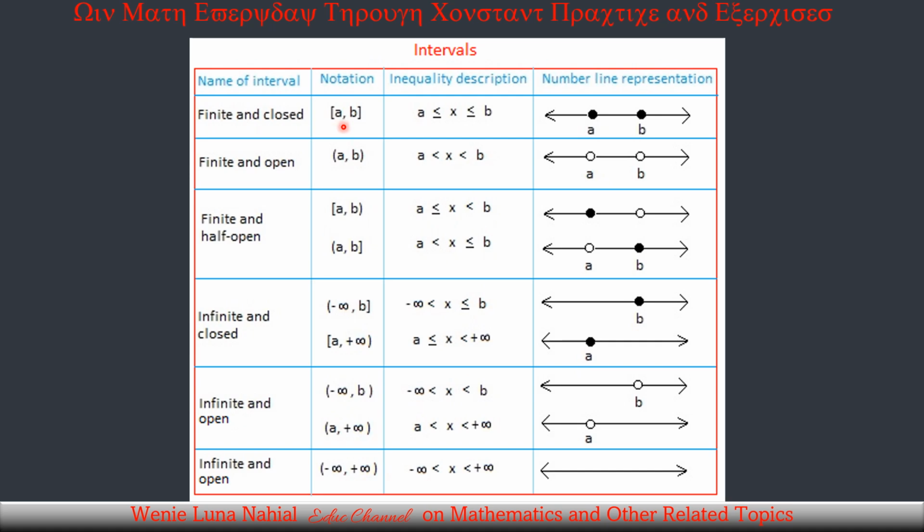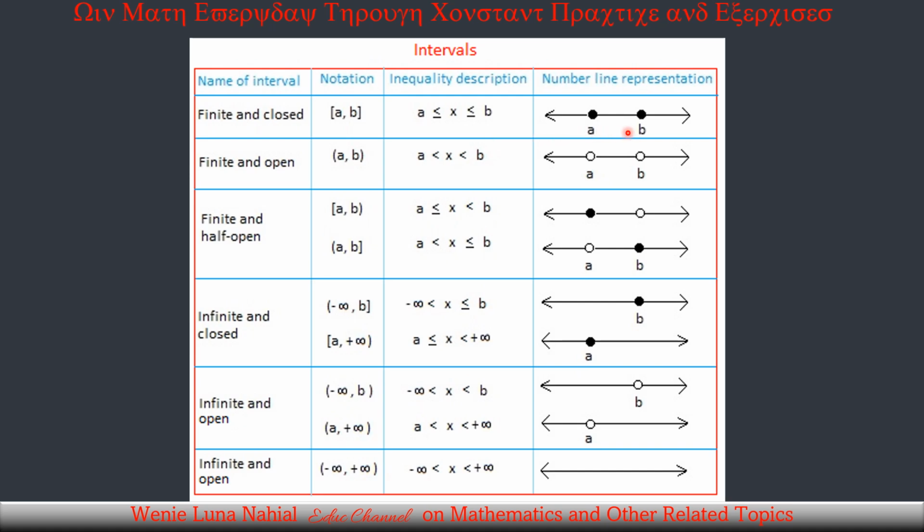So we have the left and the right endpoints. In this case, the left endpoint is A, the right endpoint is B. So this is our closed interval. And in terms of writing it in inequality, you have this one. A is less than or equal to X, and X is less than or equal to B.